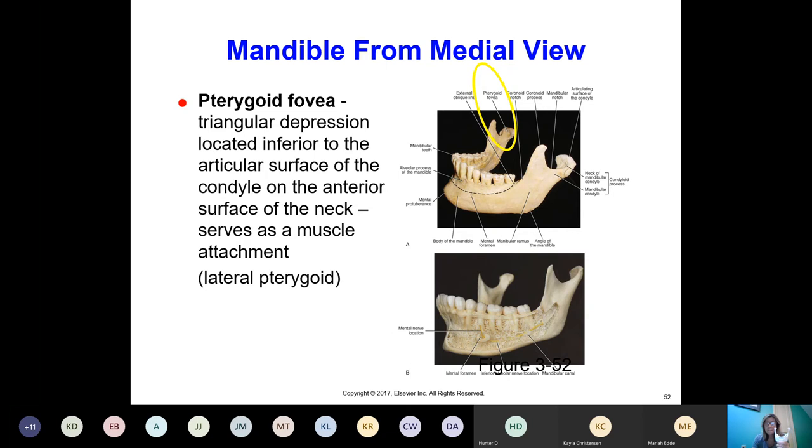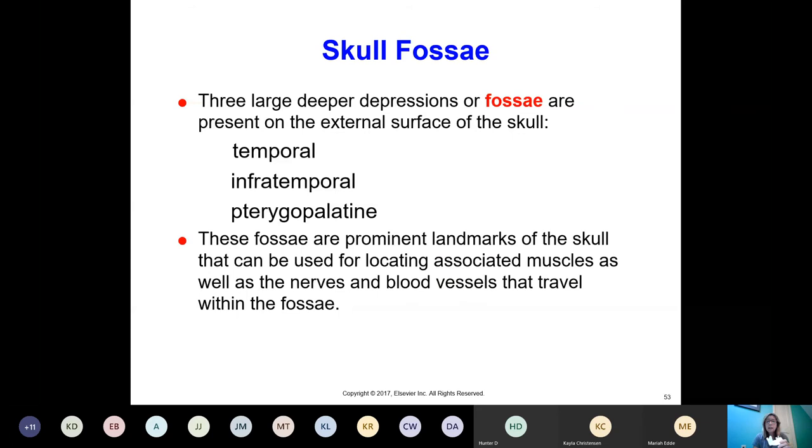Three large, deeper depressions, or fossae, are present on the external surface of the skull. So now we're back to the skull. These fossae are prominent landmarks of the skull that can be used for locating associated muscles as well as nerves and blood vessels that travel within them. And they are the temporal fossa, the infratemporal, and the pterygopalatine.